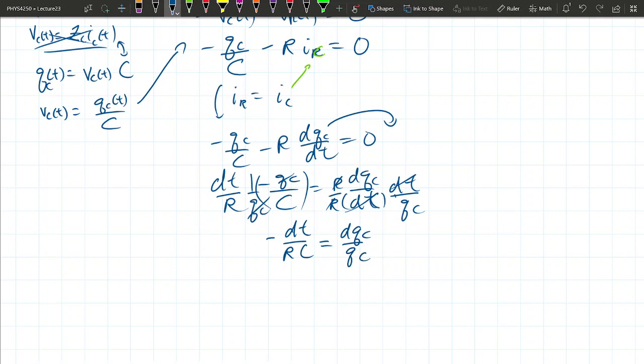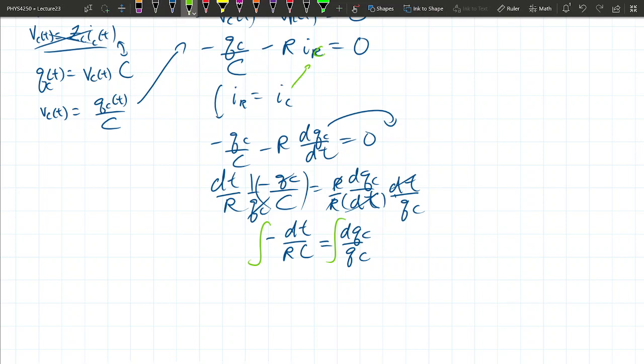This is known as separation of variables. Everything that has to do with t, even R and C, doesn't matter, because they're constants. Everything that has to do with t, I put on the left-hand side. Everything that has q's on it, I put on the right-hand side. Now I can integrate both sides, because the left-hand side only depends on one variable and the right-hand side only depends on one variable. What's the integral of dt?